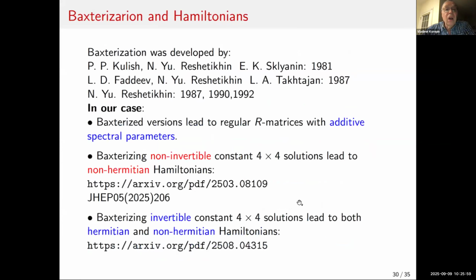So let's proceed. Baxterization was developed by Professors Takhtajan, Reshetikhin, Sklyanin, and Kulish a long time ago. This is a formal method, which I probably don't have time to discuss. We can use this method, Baxterization, for the case which we discuss, and then we can reproduce new R matrices, solutions of the Yang-Baxter equation. Some of them will be invertible, some will be non-invertible. And the Hamiltonians, which come out as a logarithmic derivative of our matrix, the majority of them will be non-Hermitian.